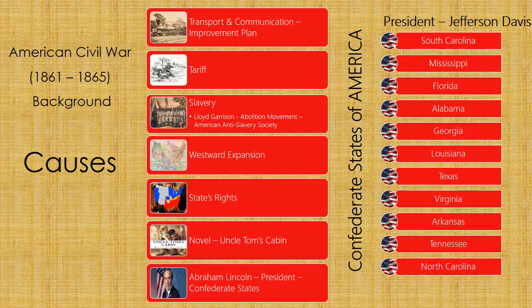When Abraham Lincoln, who was known for his anti-slavery views, was elected the president in 1861, 11 southern states seceded from the Union. These states were South Carolina, Mississippi, Florida, Alabama, Georgia, Louisiana, Texas, Virginia, Arkansas, Tennessee, and North Carolina. They established a new nation and called it the Confederate States of America. Jefferson Davis was chosen as the president.